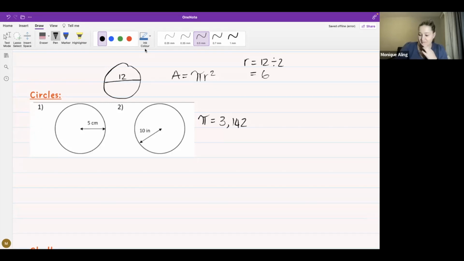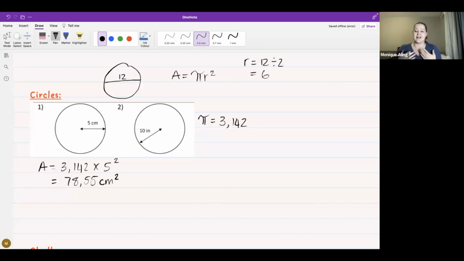All right, so using our formula, area is equal to pi, 3.142, times radius squared. And that will give you an answer of 78.55. So for the most part, we always round to 2 decimal places unless stated otherwise. So unless they ask round to the nearest centimeter squared or round to the nearest 10 centimeters squared, we always use 2 decimal places as our rounding point.